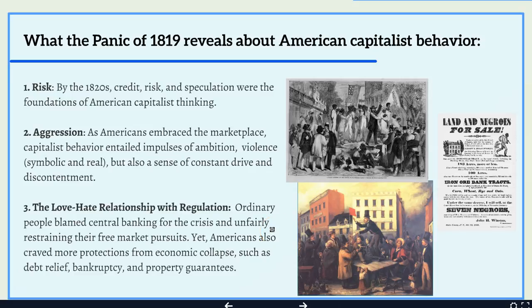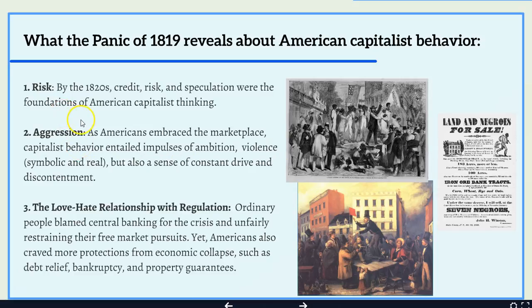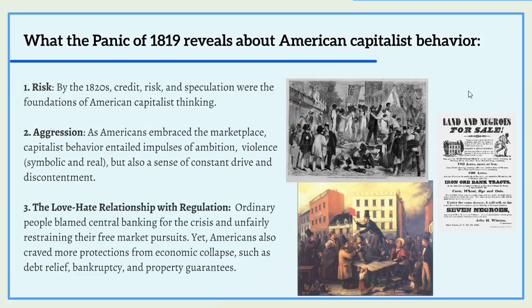They really emerged by 1819, but if you fast forward through 2008 and the Great Recession and up to the present, you're still going to see most of these qualities as predominant capitalist behavior in this country. Number one was the embrace of risk. There's no doubt about it that Americans, ordinary and well-to-do, are embracing the conception of risk with the goal of making as much money as possible.